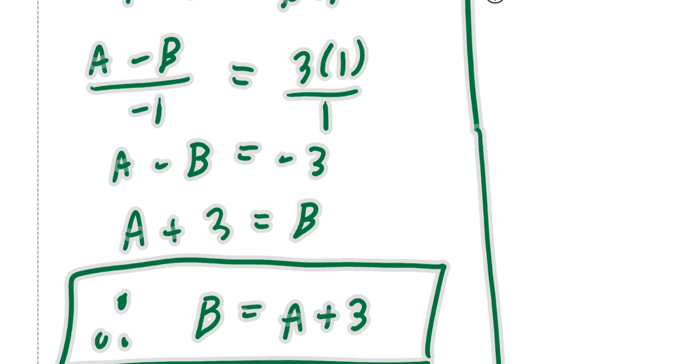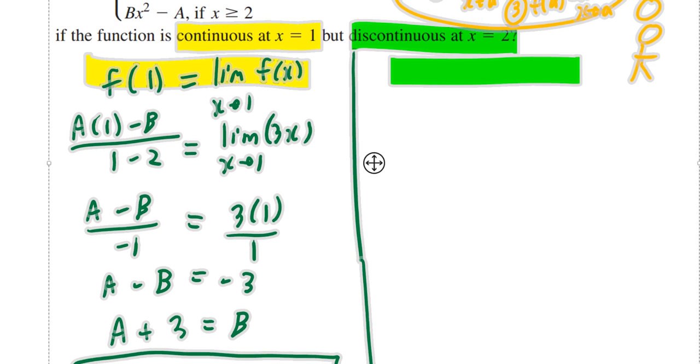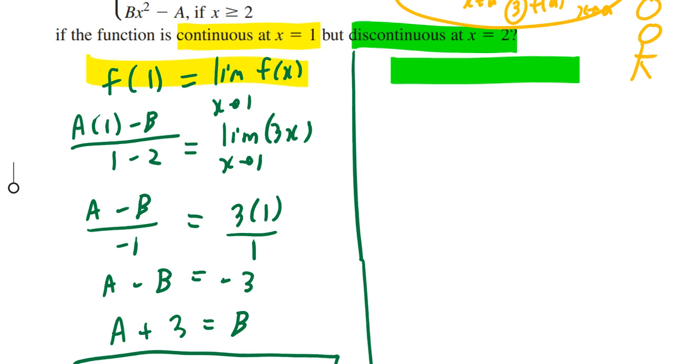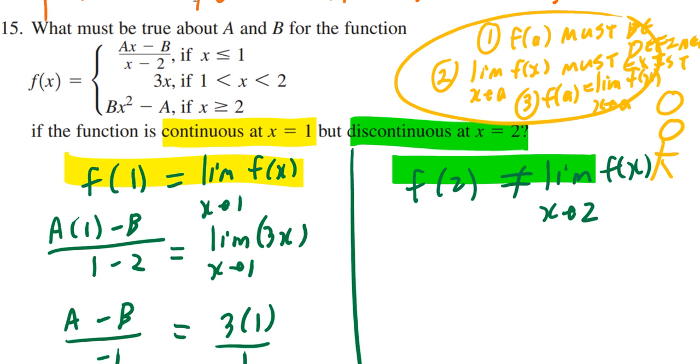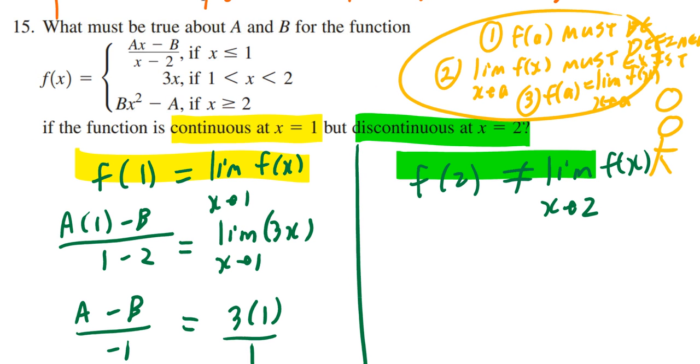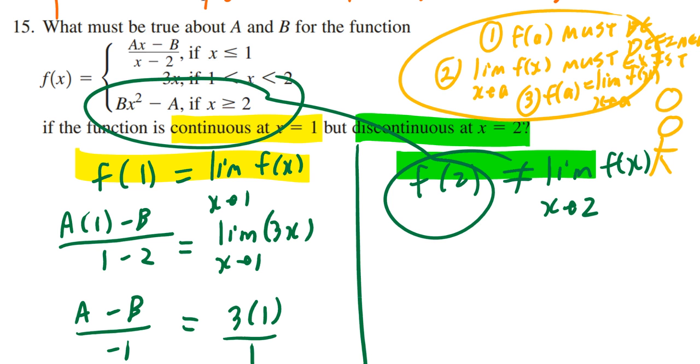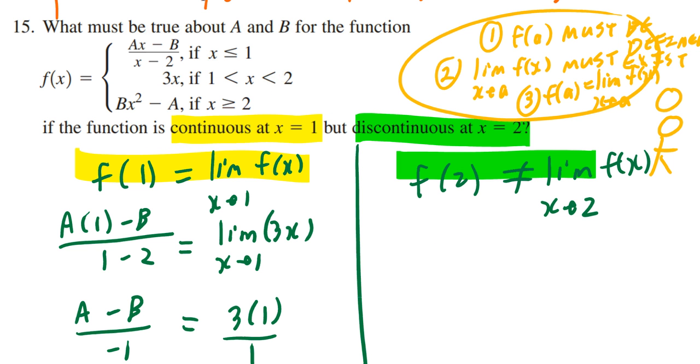Now, in the second column, let's go back up to the top. X equal to 2 is where the function is going to be discontinuous. That simply means if I think about f of 2, and the limit of the function as x is approaching 2, because it's going to be discontinuous, f of 2 would not equal the limit of the function as x is approaching 2. Again, f of 2 means I go back to the third piece of the piecewise function and I plug in x to be 2. So b times 2 squared minus a.